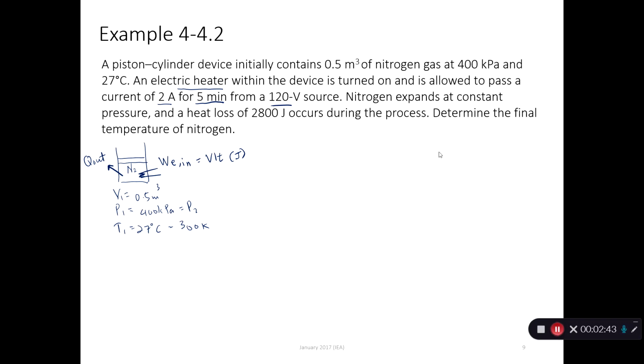Alright? So you have to determine the final temperature of nitrogen. So you want to find T2 with all this given information. So of course we use the energy balance equation. So you start with, actually you can start with the very first equation, this. Okay, and then you expand it to the work, Q, etc. If you are very familiar, then you can start with this.